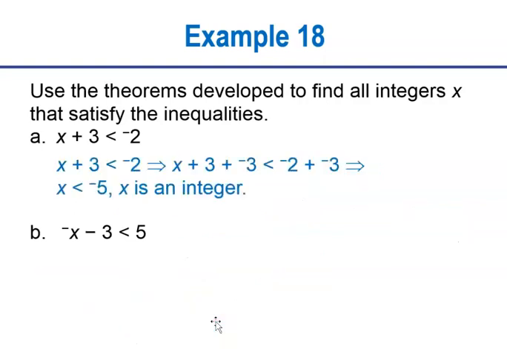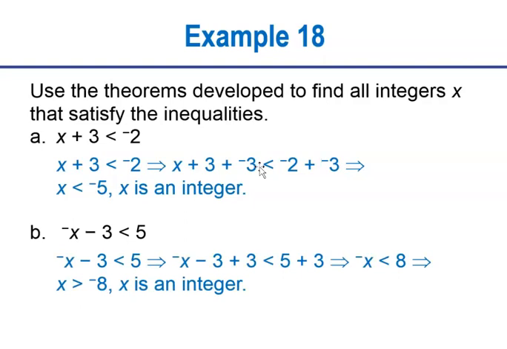So remember, if x plus 3 is less than negative 2, we can subtract 3 or add a negative 3 to both sides. That's exactly what we did. It's the exact inequality with negative 3 added to both sides. The 3 and the negative 3 cancel, and you get x is less than negative 5.